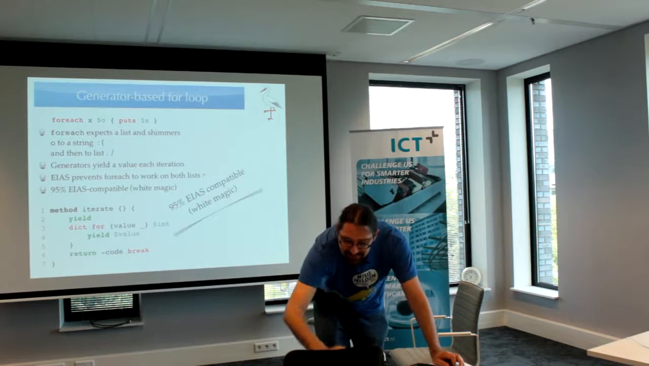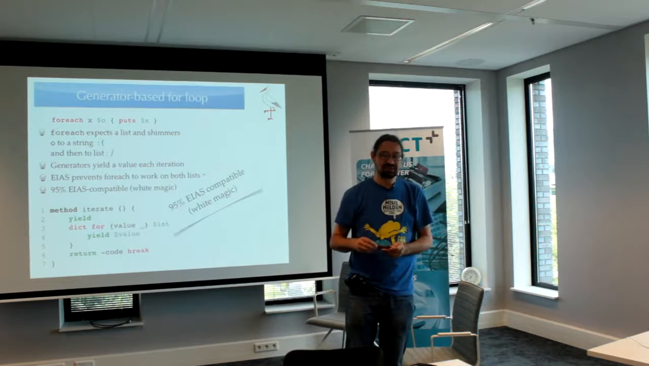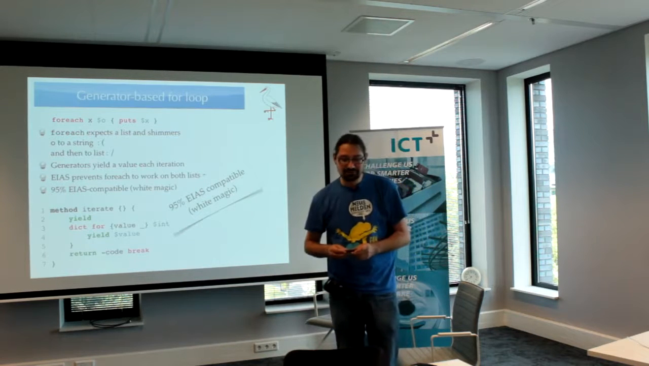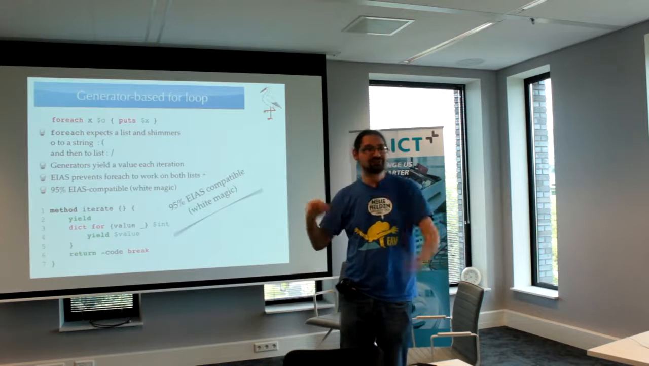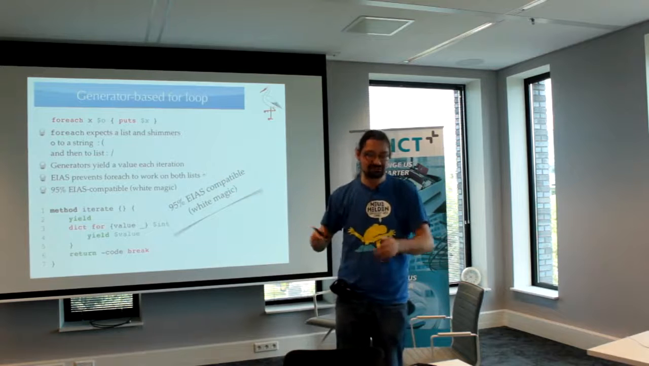Did this answer your question? Yeah. So let's say this thing is 95%. Everything is string compatible, but I think this is white magic because nobody wants to print an infinite list. And it actually enables you to do cool stuff like infinite generators. You know, there are generators which produce a list of primes, and you can take five from it or something like that.